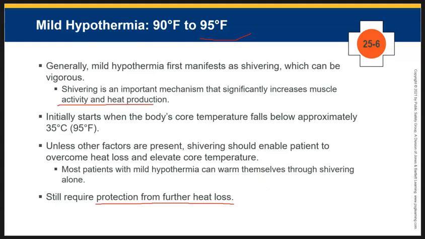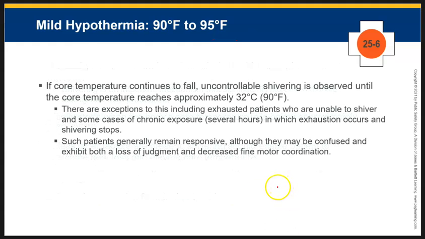When we move further into mild hypothermia, just remember that if that core temperature continues to fall, uncontrollable shivering is going to happen all the way down to a core temperature of 90 degrees Fahrenheit. That's 8.6 below what we consider kind of normal. If a patient is exhausted and they're unable to shiver, we'll see shivering stopping as well. We start to see the onset of some of these other things, confusion and decreased motor coordination.